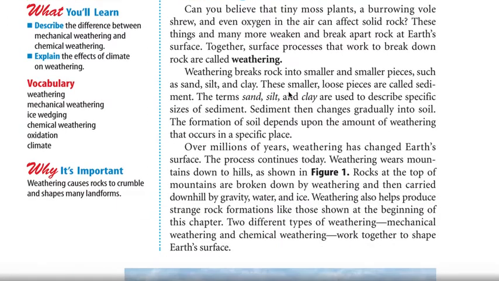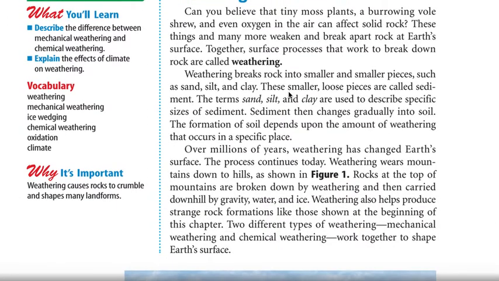These things and many more weaken and break apart rock at the Earth's surface. Together, surface processes that work to break down rock are called weathering. Weathering breaks rock into smaller and smaller pieces, such as sand, silt, and clay. These small, loose pieces are called sediment.